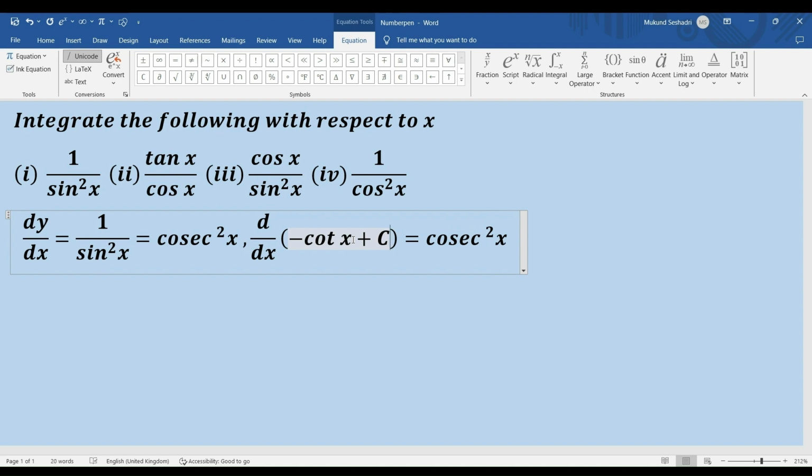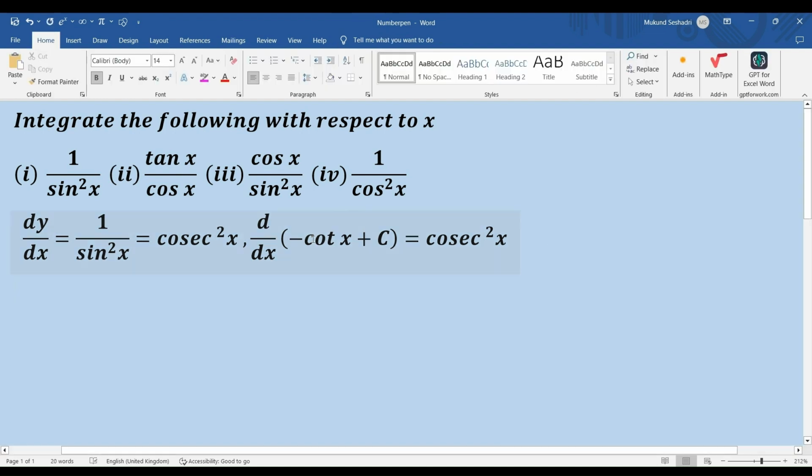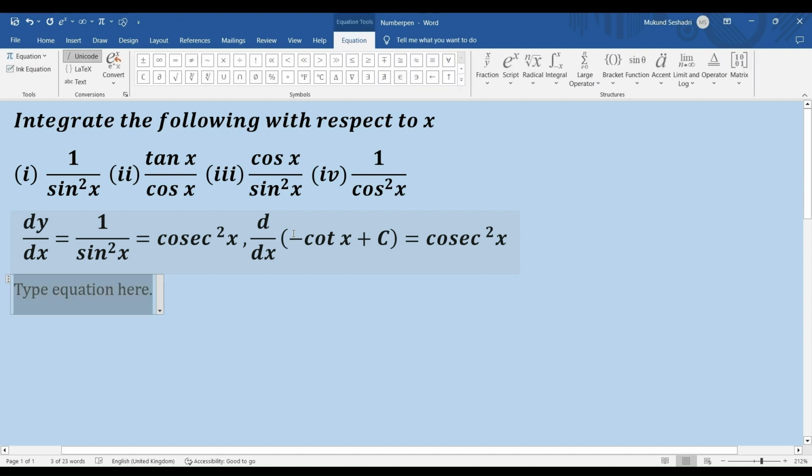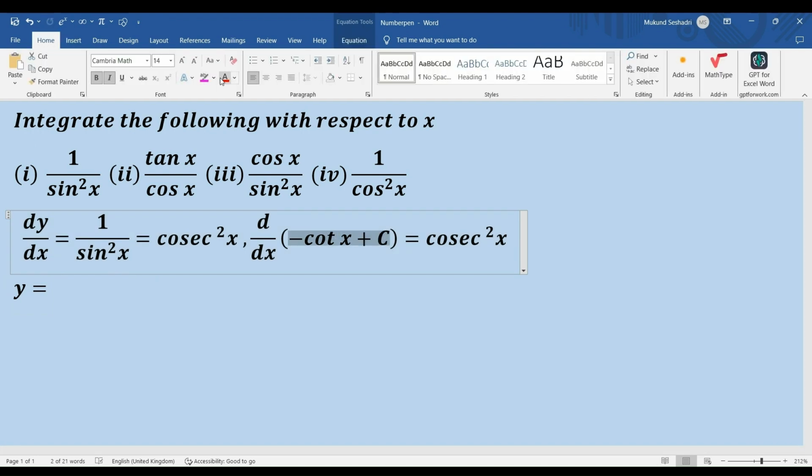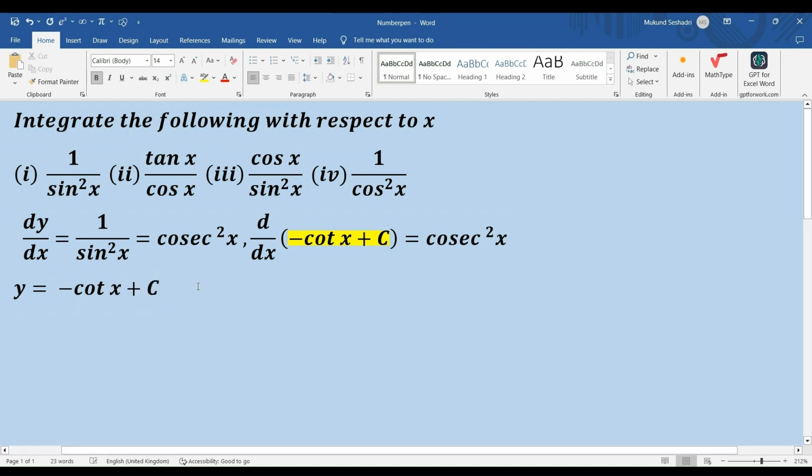Therefore, when my dy by dx equals cosecant square x, I will have to represent y as a function plus a constant c whose derivative is always zero, right? So when we rewrite this particular answer, I write it like this. What is my y now? My y is the function inside dy by dx, right? So let me highlight it in yellow. It's nothing but minus cot x plus c, right? That's how we go about solving these problems.